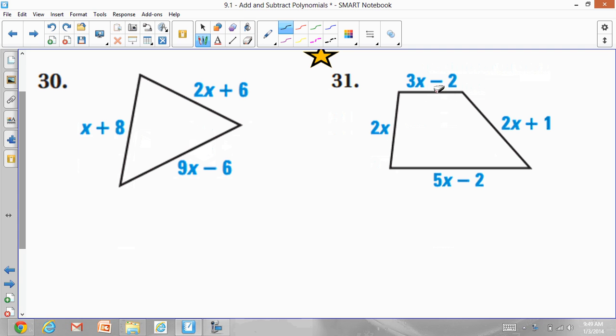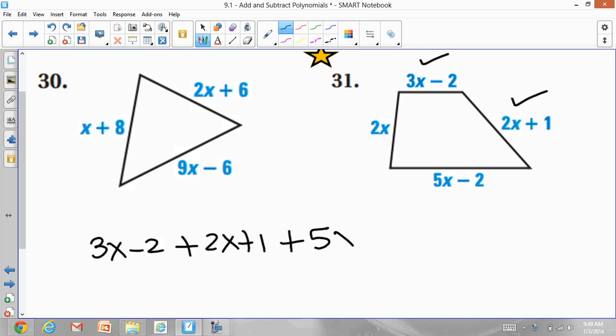So let's do that. The first one you need to add is 3x minus 2, which is the top side, plus 2x plus 1, which is the next one, plus 5x minus 2, which is the third side, plus 2x, which is my last side. Now, one little tip when you're working with polynomials is to spread them apart. Look at the size of my screen and the way that I have spread the numbers. Do not scrunch them together.